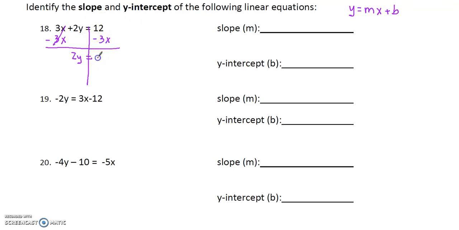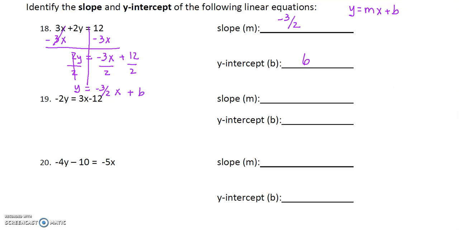On the right-hand side, not like terms, so I have a negative 3x and a positive 12. And now I will divide everything by 2. So that will leave me y equals negative 3 over 2x plus 12 divided by 2 is 6. So remember, my m, my slope, is right here, so it's negative 3/2. My y-intercept is the b, and it is a 6.